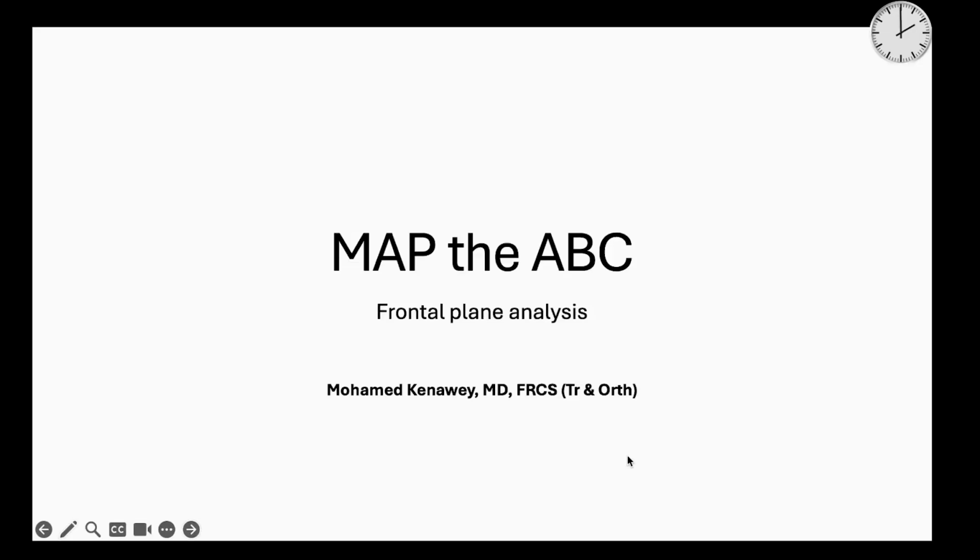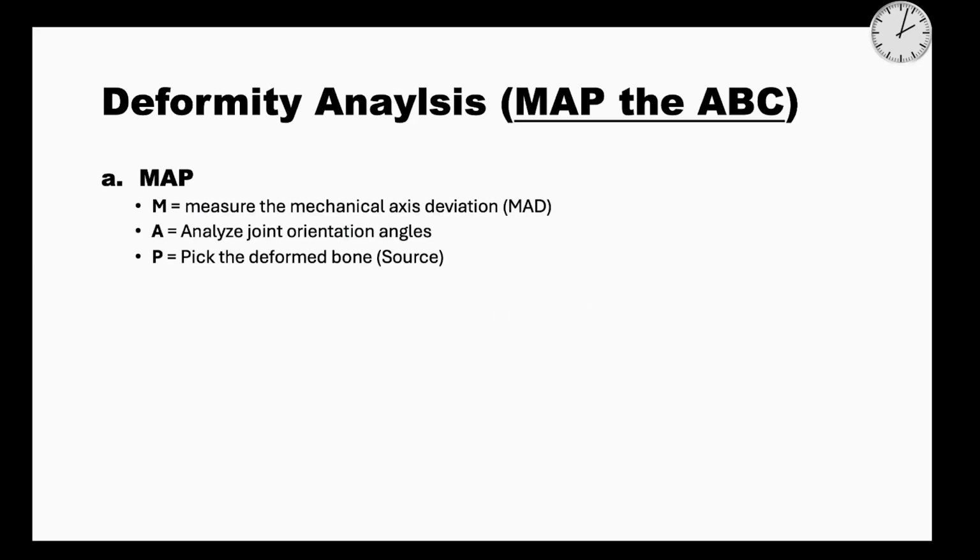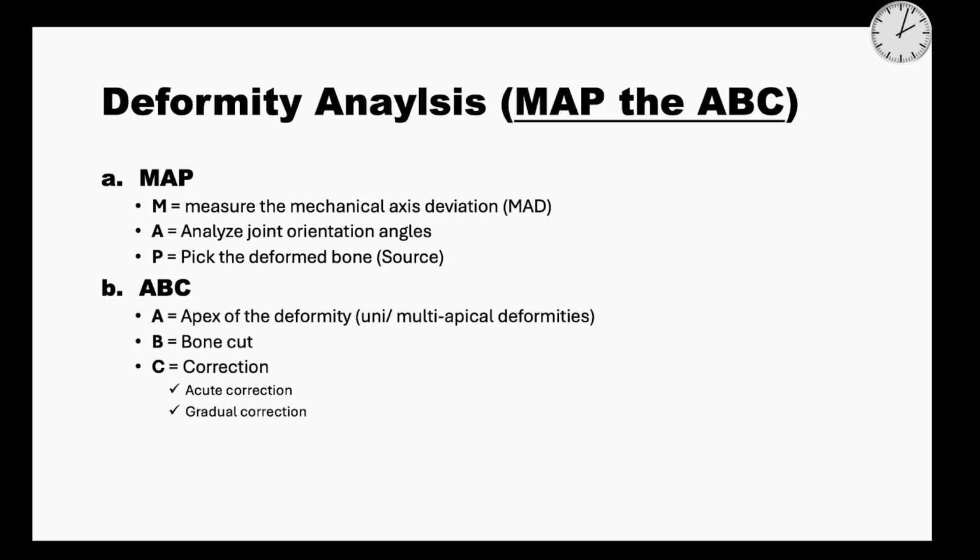MAP ABC in the frontal plane. MAP deformity analysis. MAP stands for M equals measure the mechanical axis deviation, MAD. A equals analyze joint orientation angles. P, pick the deformed bone source. ABC stands for A equals apex of the deformity, uni or multi-apical deformities. B equals bone cut, equals correction, acute or gradual.